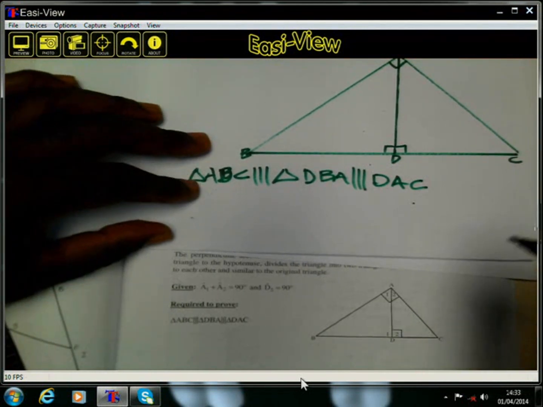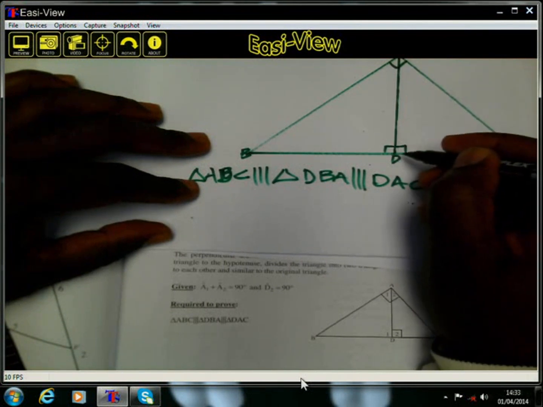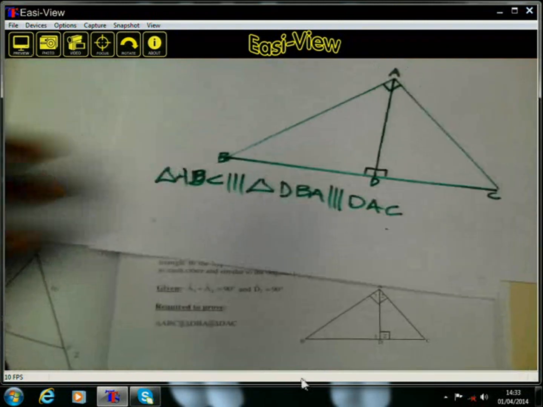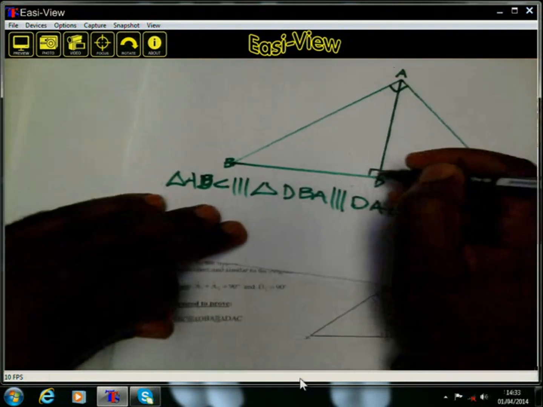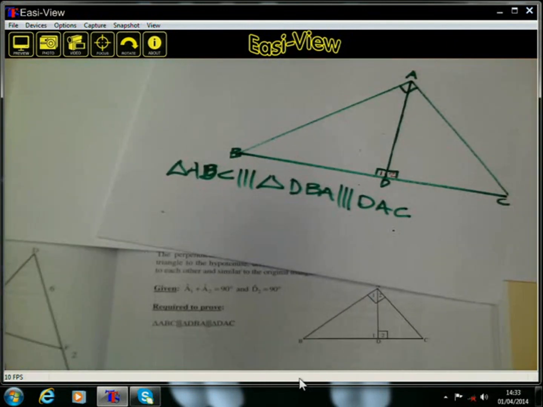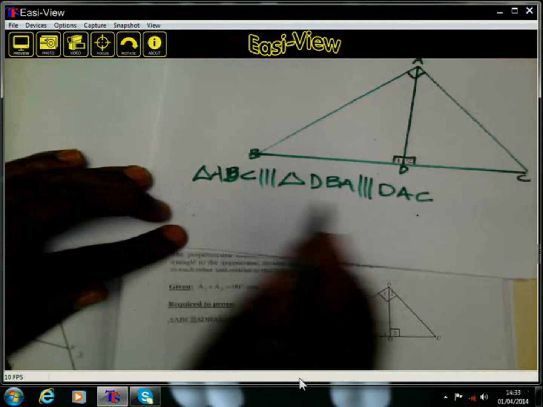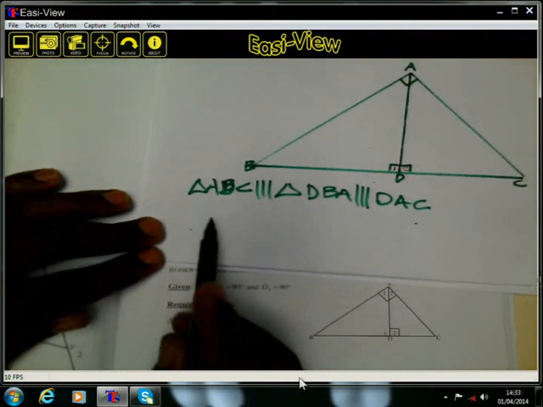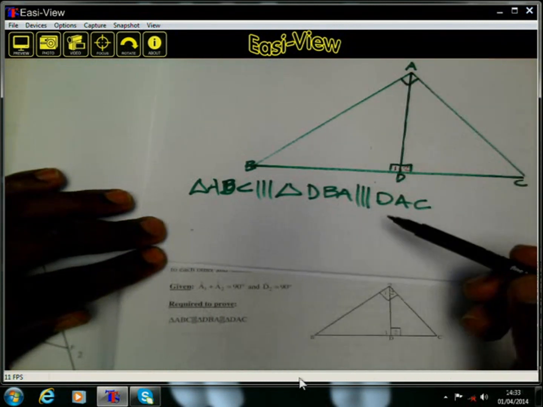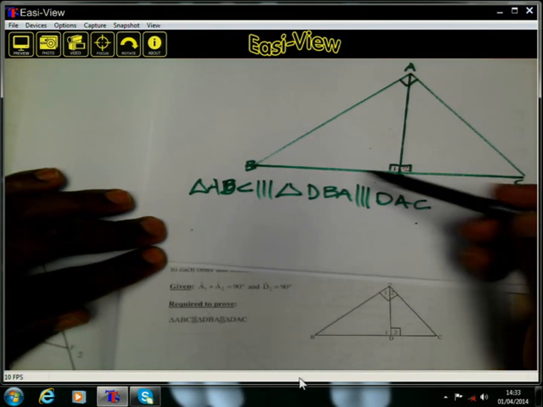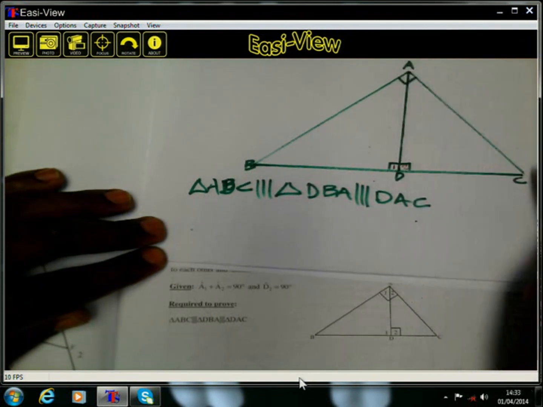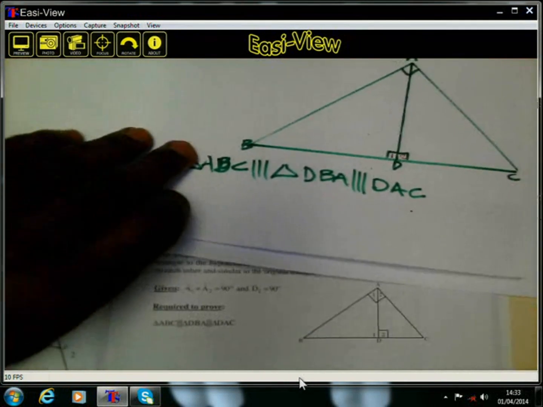Fine. Having said that, it means I can divide angle D, which is equal to 180, into D1 and D2. Let me do that. I'm having my D1 and my D2. What I'm requested to do, learners, is to prove that the bigger triangle is similar to DBA, that is this triangle, and similar to DAC. That is, the three triangles are similar.